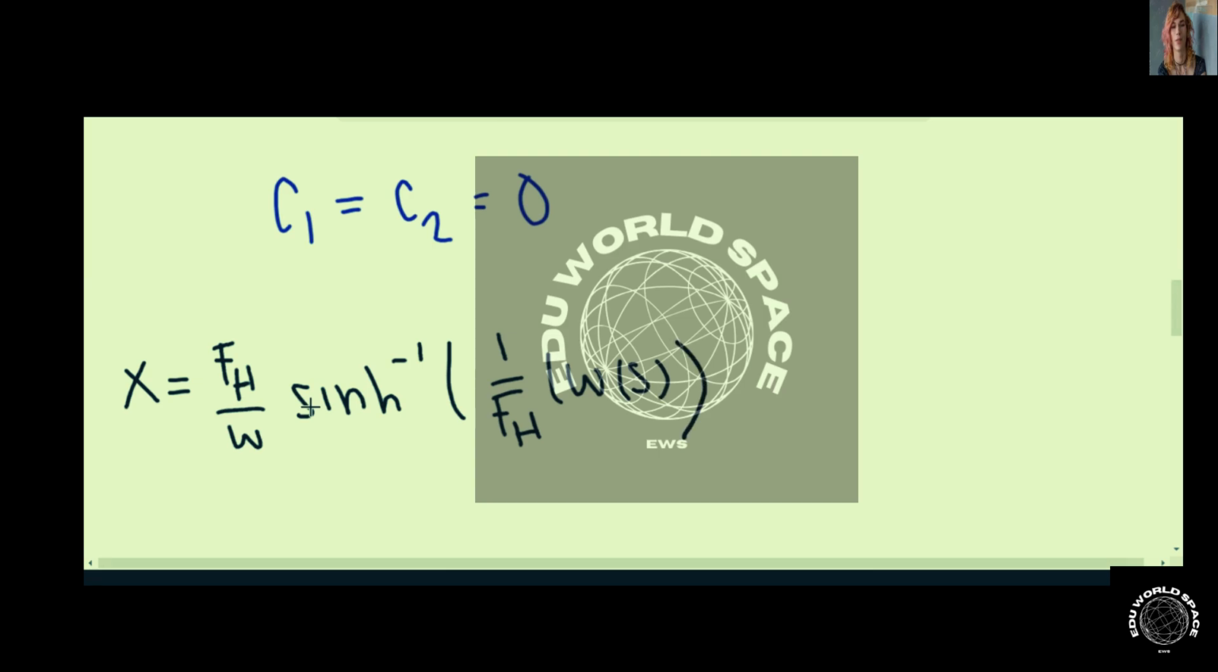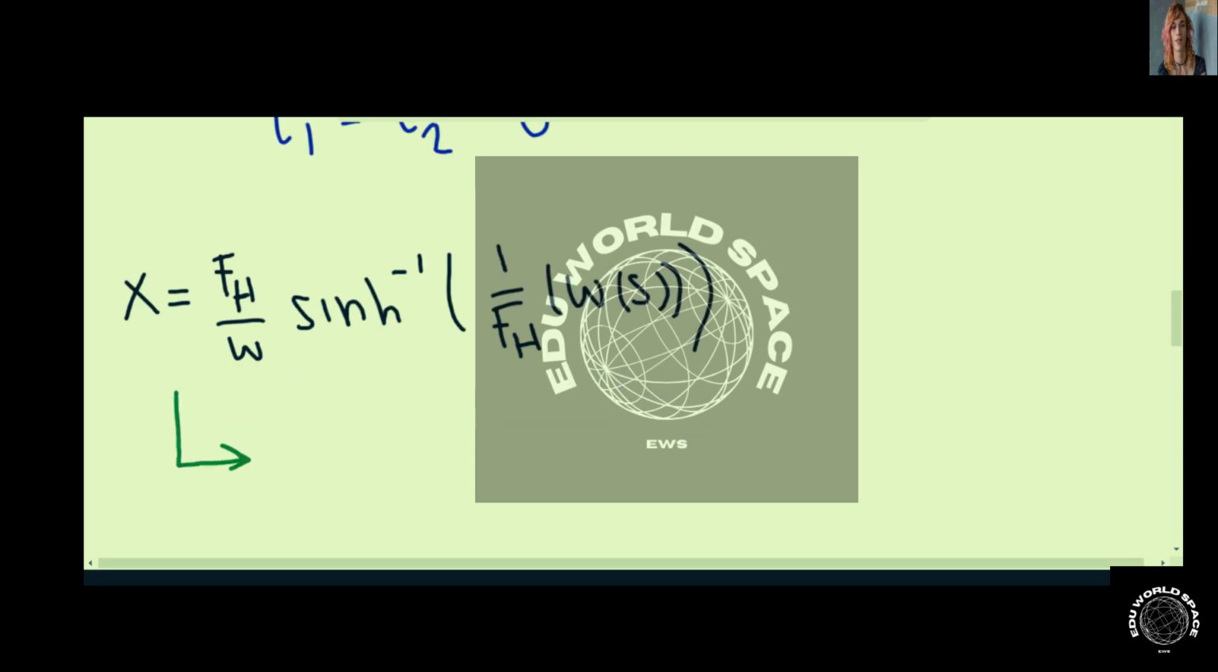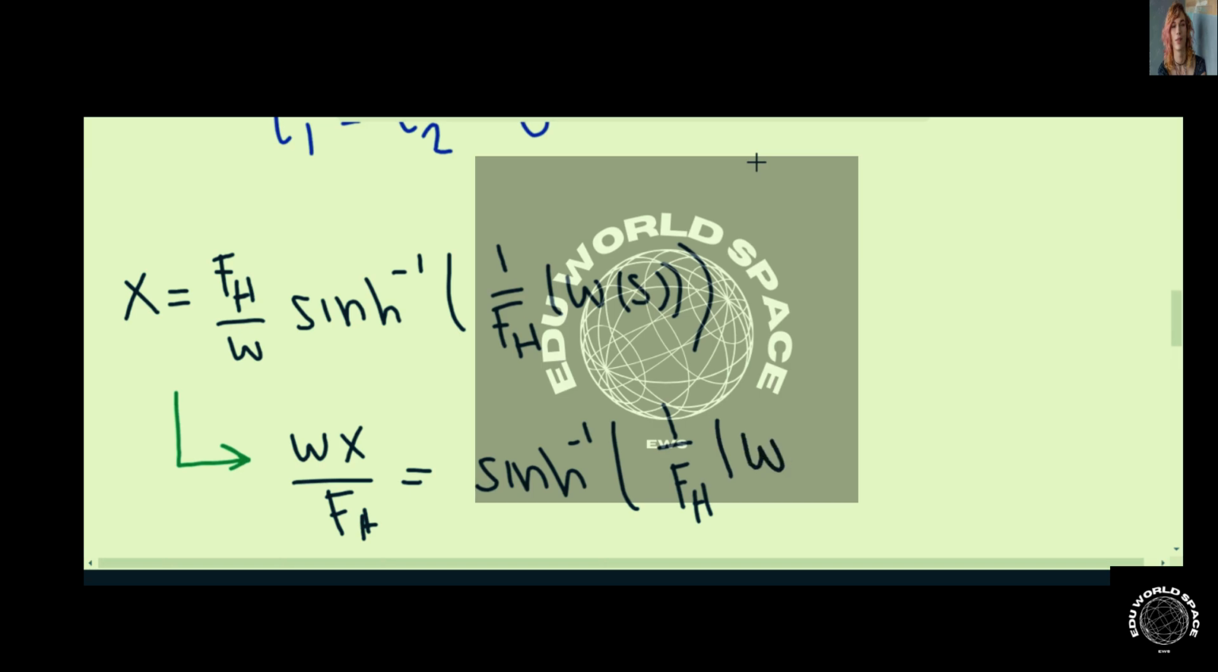Now what we want to do is solve for s in this case, because once we do that, we are able to plug in all of our known values in order to solve for w. If we solve for s by multiplying w to the other side and dividing by f sub h, we get that w times x over f sub h equals the inverse of the hyperbolic sine of 1 over f sub h times w times s.